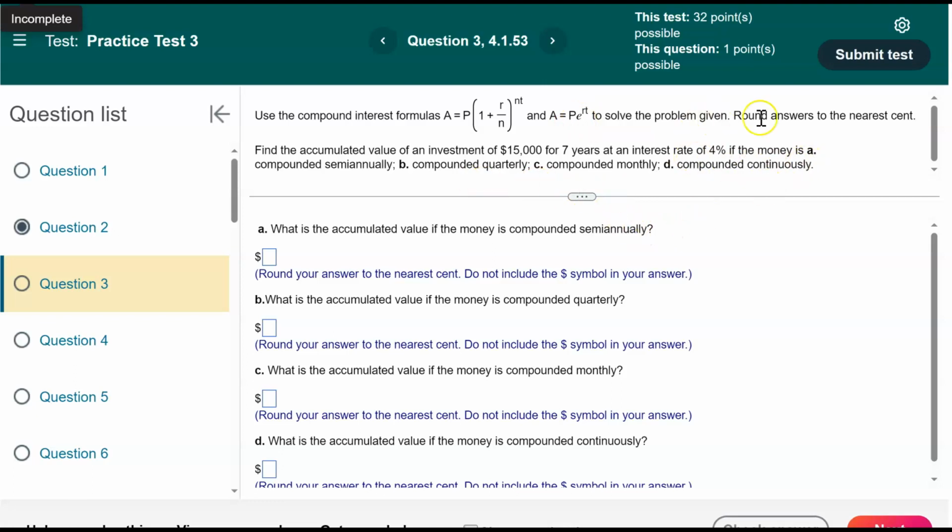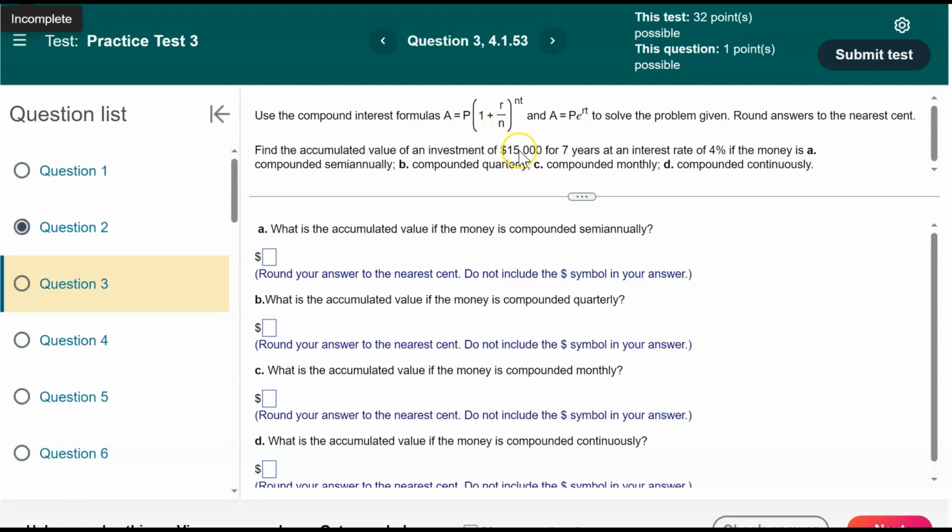Okay, so for A to C, we're going to use this first formula here. So let's go ahead and do that. Now, for P, that's the principal. That's the initial amount invested.